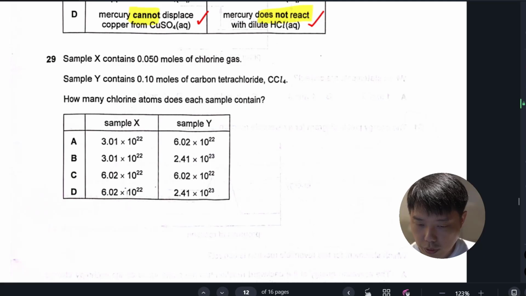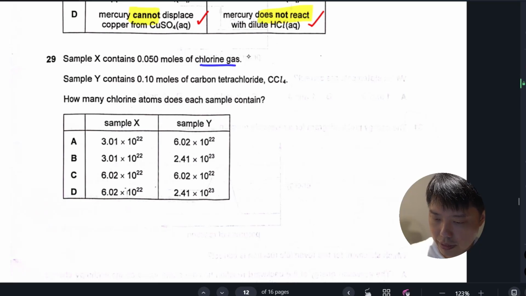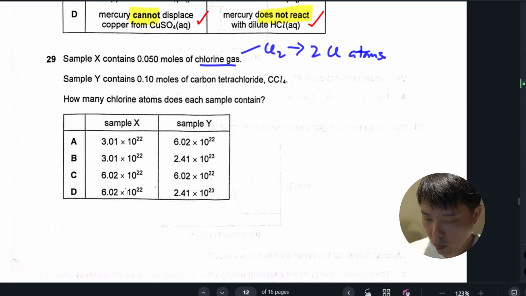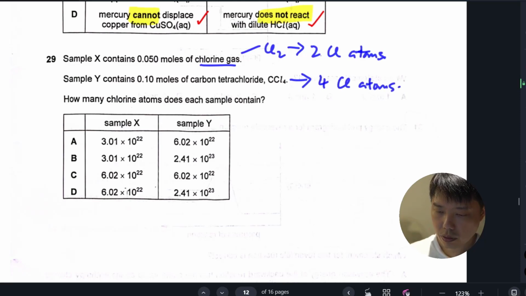Right, for question 29, sample X contains 0.05 mole of chlorine gas. We need to realize our chlorine gas is actually Cl2, which means that there are actually 2 moles of chlorine atoms. So we need to be careful of that. Sample Y contains 0.1 moles of CCl4, which means that is 4 chlorine atoms. So what does this mean?